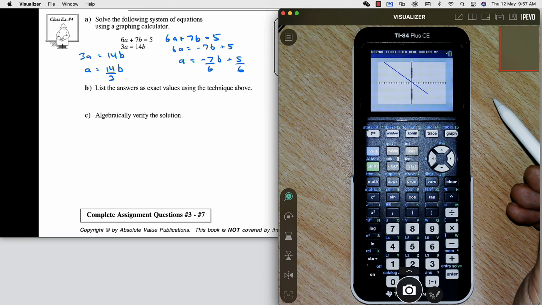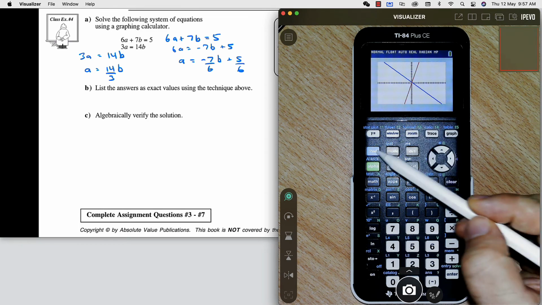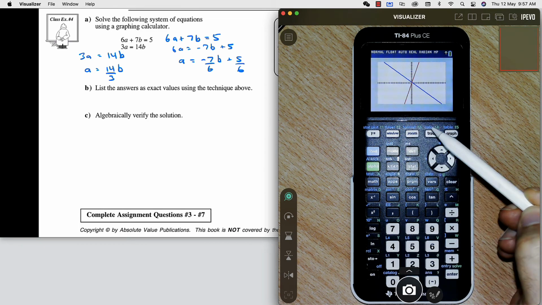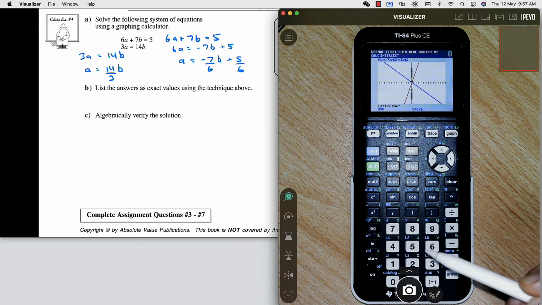There's the first one, and there's the second one. So remember, what we're looking for here is where they intersect. So I could zoom in a lot more to get a better visual of where they're intersecting, but really I don't need to, because all I have to do is go second, trace, and we want number 5. And don't need to press enter.